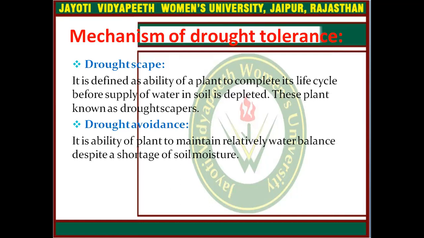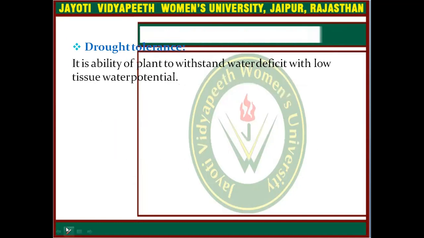Mechanism of drought tolerance. First is drought escape. It is defined as the ability of a plant to complete its life cycle before the supply of water in the soil is depleted, and these plants are known as drought escapers. Next is drought avoidance. It is the ability of the plant to maintain a relatively good water balance despite a shortage of soil moisture. Next is drought tolerance. It is the ability of a plant to withstand water deficit with low tissue water potential.